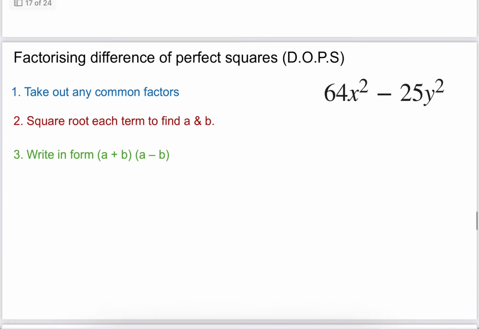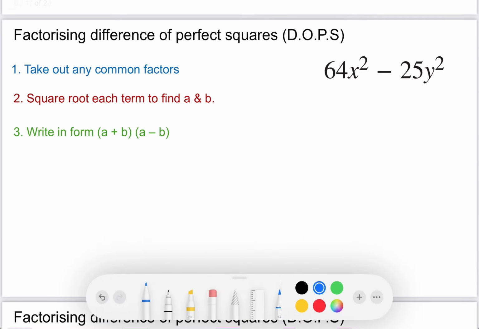Let's have a go at another example. Take out any common factors. I can see at the front here I've got 64 and 25. Now neither of those have any common factors, so I can't take out any common factors. I'll move straight to the second step.